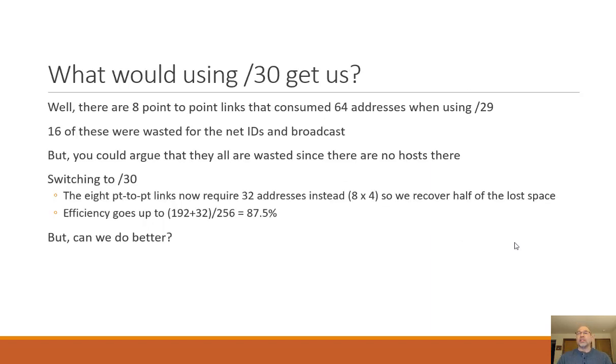Okay, so what does /30 really get us in terms of addressing efficiency? Well, if we had 8 point-to-point links, which we did, that consumes 64 possible addresses when using /29. So that's just the address space left to hosts. But 16 of those were the net IDs and the broadcasts. If we switch to /30, instead of using those 64 addresses, we're only using 32 now, and so we recover half of that space. So now all of a sudden we're back up to 87.5% efficiency.